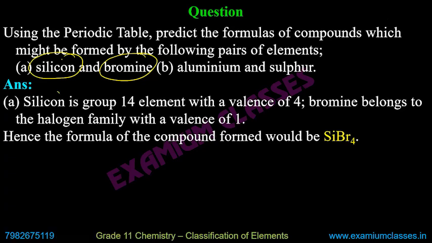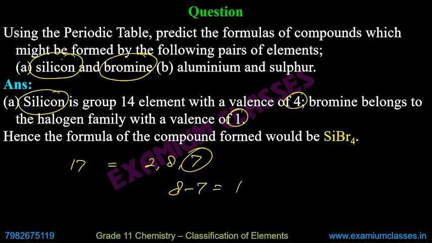So silicon is a group 14 element, so valence 4. Bromine is a group 17 element, so valence 1. Okay, 8 minus 7 will be 1. Group 17 elements means 2, 8, 7. This will be the configuration. Outermost valence electrons 7. It means valency will be 8 minus 7 equals 1.